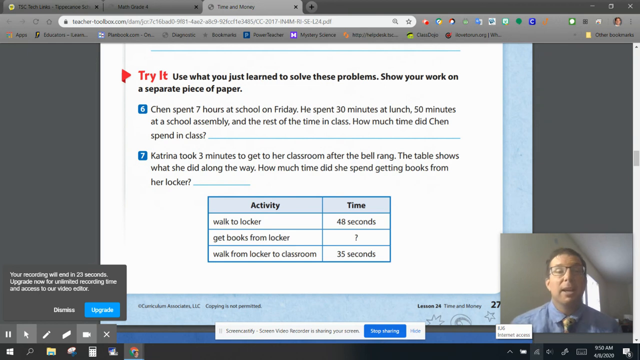So she spent 7 hours at school on Friday, 30 and 5. You're going to have to multiply 7 by 60 and you get 420. You would subtract 420 minus a total of 80 and you would get 340 minutes. And on here you would subtract it and you get 90 seconds left.